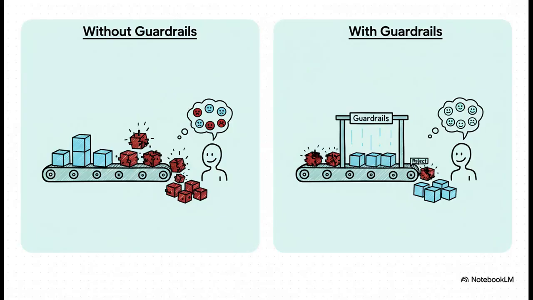This analogy right here just nails it. Using an AI without guardrails is like running a factory with zero quality control. Yeah, sure, most of your products might be fine, but you're knowingly shipping defective ones out to your customers. Guardrails, on the other hand, is like installing a fully automated inspection line. Every single output gets checked, and only the high-quality, correct ones are allowed to make it out the door.